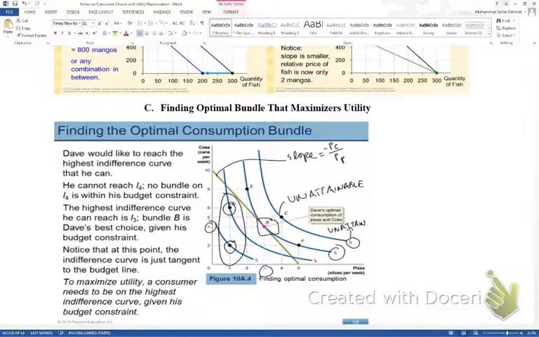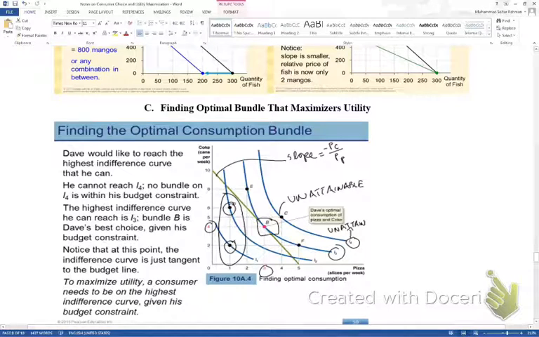So therefore, in order to maximize utility, you need to find a bundle that gives you the highest possible indifference curve, but still keeps you affordable. So you want to find a bundle that is both on an indifference curve and on a budget constraint. Let's look at some of these options.